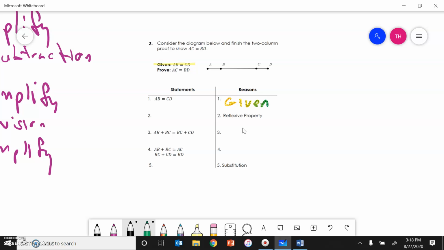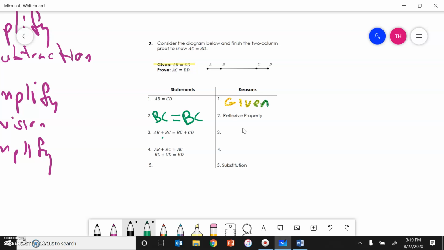Step 2, they're saying, hey, use the reflexive property. What can I use the reflexive property for that will allow me to then bring in the fact that AB plus BC would equal BC plus CD? I'm not sure yet what I have to do there. The reflexive property tells me that something is equal to itself. So I'm going to go ahead and say BC equals itself. And that's the reflexive property.